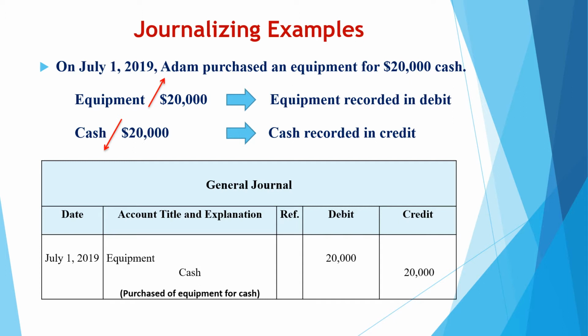And a little explanation is made between brackets: purchase of equipment for cash. And this is the journal entry for our example. I'd like to note that this kind of journal entry is called a simple entry since it involves two accounts only.